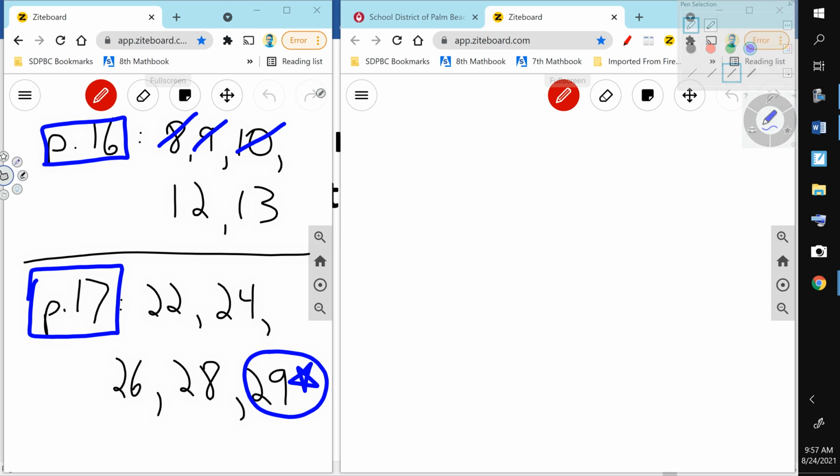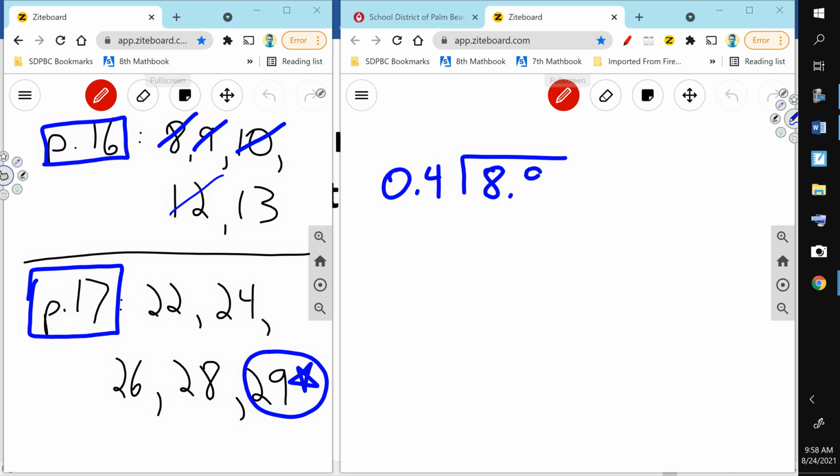Next. That was number 12. Now we're going to do number 13. I'm probably going to skip some on the other page so that I don't want you to take forever doing this stuff. 0.4 goes into 8.9. So this is the problem. They wrote it out easy for us, which is nice. Oh, sorry, it's 8.9. Okay, so what we have, that's not what I wanted.